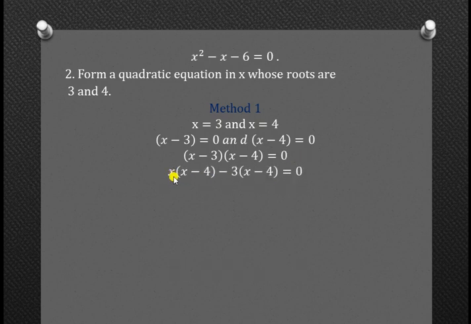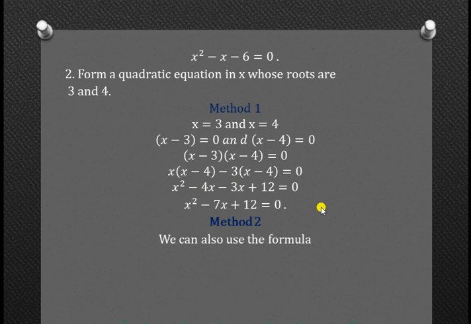Then finally we shall have x times x giving us x squared, x times negative 4 giving us negative 4x, negative 3 times x giving us negative 3x, and negative 3 times negative 4 giving us positive 12. And on the right hand side we shall maintain our 0. But when you add negative 4x together with negative 3x, you will get negative 7x, and that is finally our quadratic equation. So method 2 is still going to be the same approach like we said.